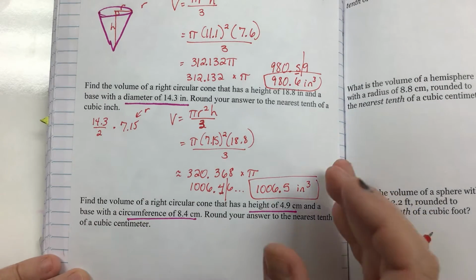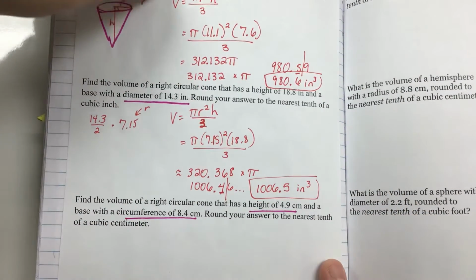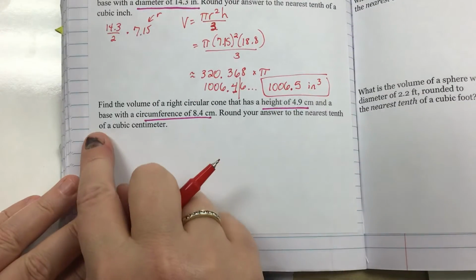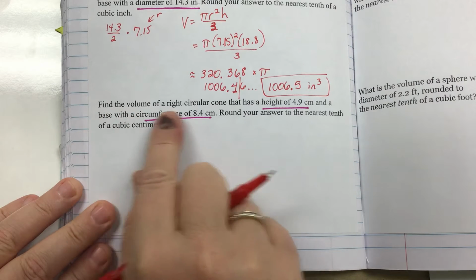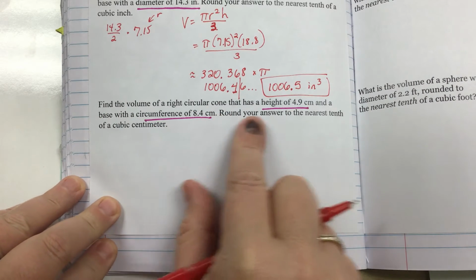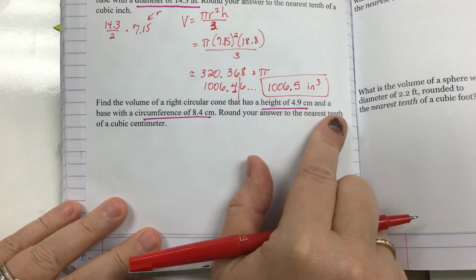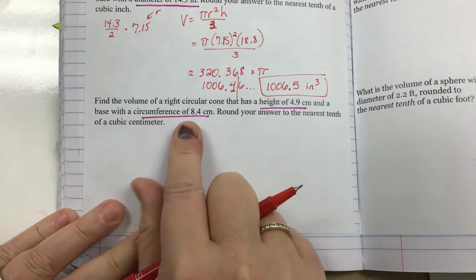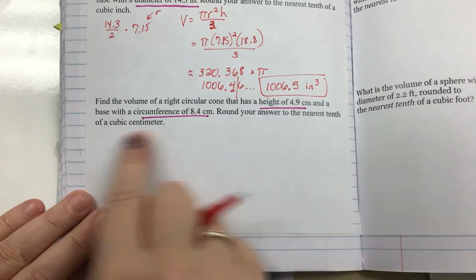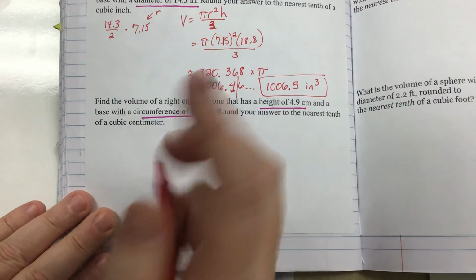So again, you are going to need your calculator today to work out your calculations. Okay, if I look at the last example, so again, it says to find the volume of a right circular cone, and I have a height of 4.9 centimeters and a base with a circumference of 8.4 centimeters. And again, I want to round my answer to the nearest tenth of a cubic centimeter.